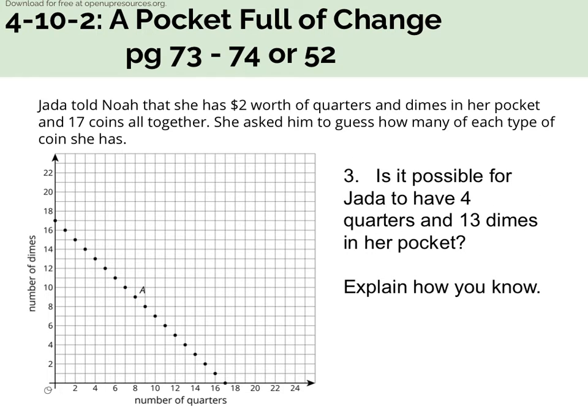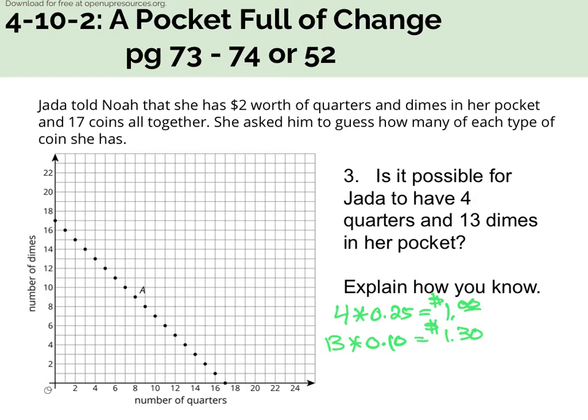All right, let's look at number 3. Is it possible for Gia to have 4 quarters and 13 dimes in her pocket? Let's go through that. If I had 4 quarters, we multiply by 0.25, so 4 times 0.25, because it's worth 25 cents. That is $1. And then we have 13 dimes, and dimes are 10 cents, so 13 times 0.1, that's $1.30 in dimes.